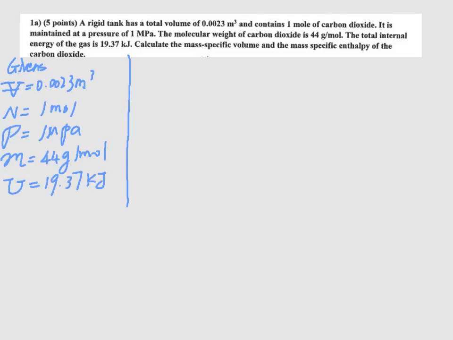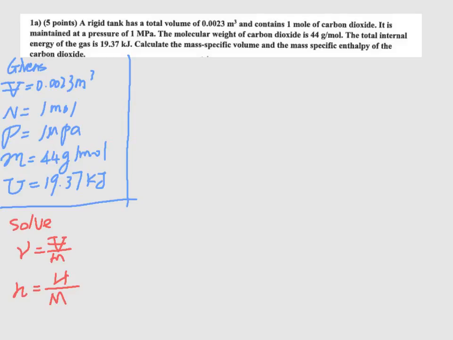Alright, so these are the givens, and we're asked to solve for the mass-specific volume and mass-specific enthalpy. So, what do you think these properties are? I hope you got this right. Mass-specific volume is just the volume divided by mass, and mass-specific enthalpy is the enthalpy divided by the mass. So anything mass-specific, you just take the original property and divide that by the mass.